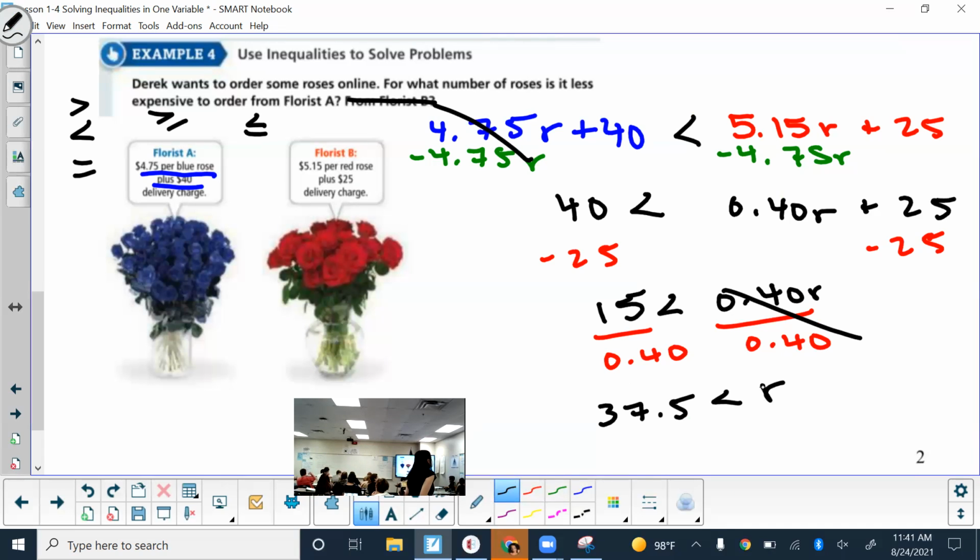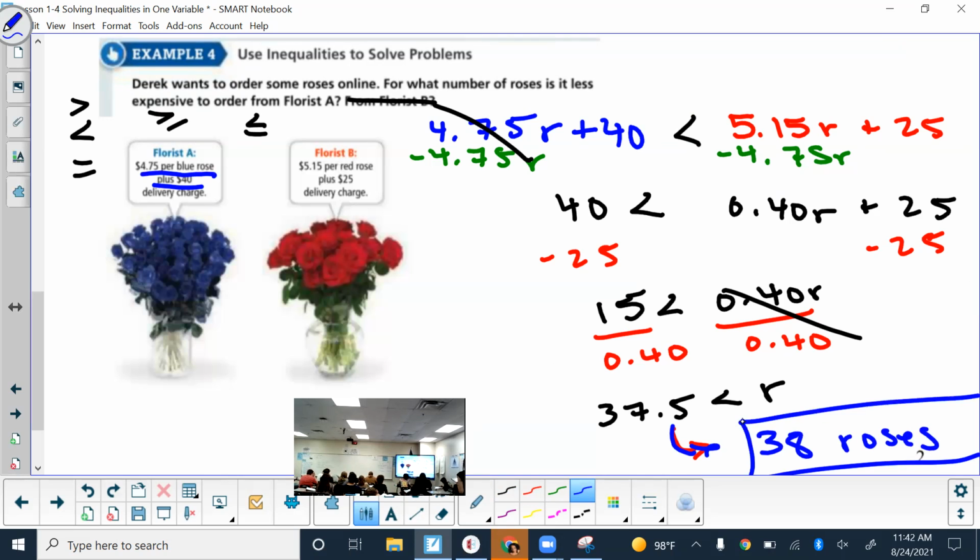So at 37.5 roses is when it starts to be cheaper for the blue florist. But does that make sense? Like, do we buy half a rose? All right, no. If I did just 37, that wouldn't work because the red would still be cheaper. So I have to round up. What's the next whole number? 38, and I'll do blue for this one. But 38 roses is when the blue one becomes cheaper than the red one. All right, questions there?